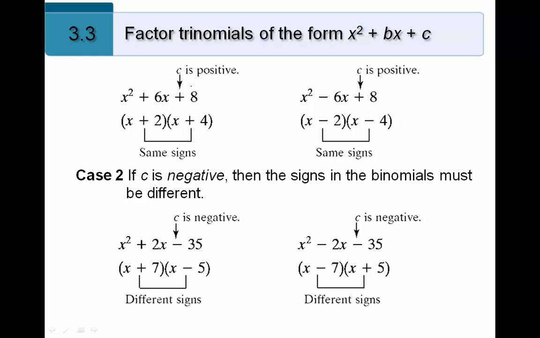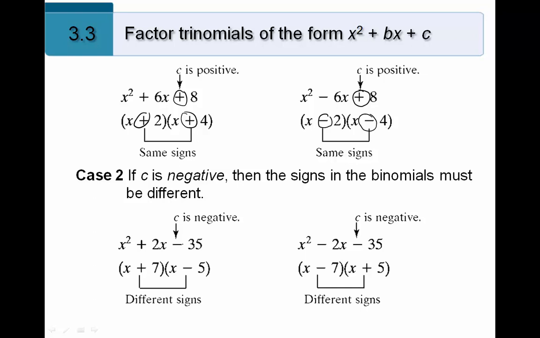Whenever the last term c is positive, notice your two binomials are going to have the same signs. Notice they're both positive here. Okay? And then next door, when we factor x squared minus 6x plus 8, notice c is also positive. And notice down below, when it factors into the two binomials, the signs are also the same. So in case 1, whenever c is positive, when you factor the binomials, they're either going to be both positive or both negative. Okay?